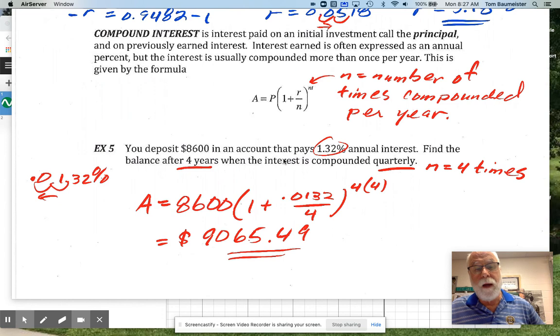So if you think about it, your money improved by almost what? $100 a year almost. So think about something like that when people give you money for your graduation.